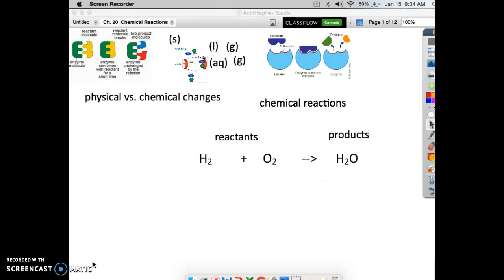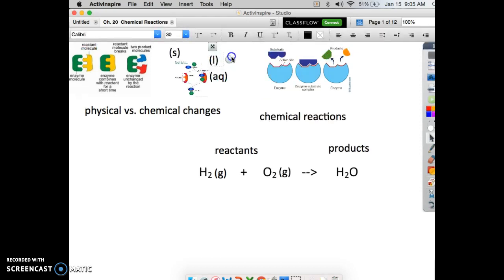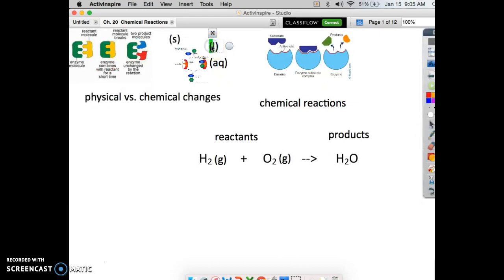Depending on the equation, sometimes it will give us a little more information. For example, we will sometimes see the little g in parentheses after a symbol. In this case, both hydrogen and oxygen would have that, and that tells us that these are gases. Water, on the other hand, is a liquid. So we would put in parentheses a little L, which looks kind of like a 1, but it's actually a little L, and that would show that it is a liquid.